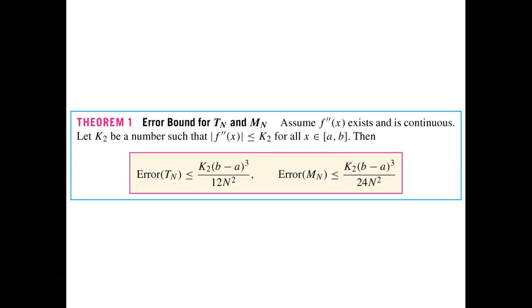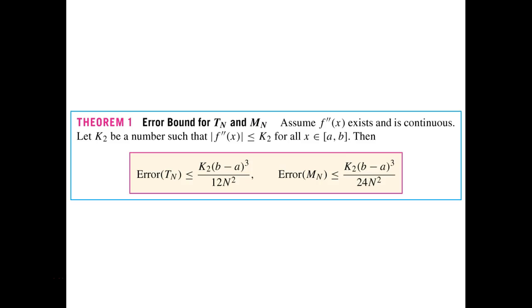Now, in your book, they have these in reverse order. Error MN first and then TN second. On the slide set, they showed the error of TN first because they did TN first. Okay. So, anyway, here they are. Now, notice, here's an assumption here.